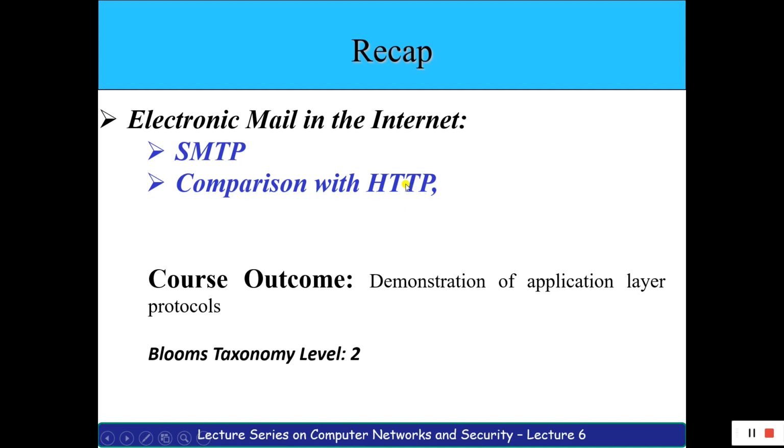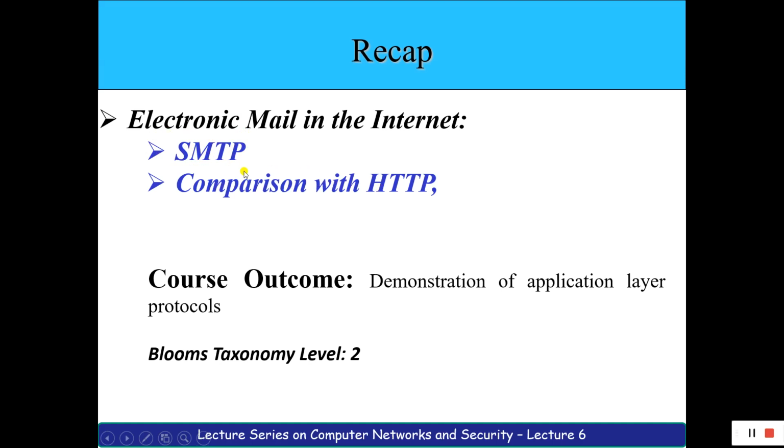In the previous class, we studied electronic mail in the internet, that is, how to send an electronic mail from one sender to a particular receiver. We studied that you can send an electronic mail to someone using a protocol called SMTP, that is, Simple Mail Transfer Protocol. And we have also compared it with HTTP.